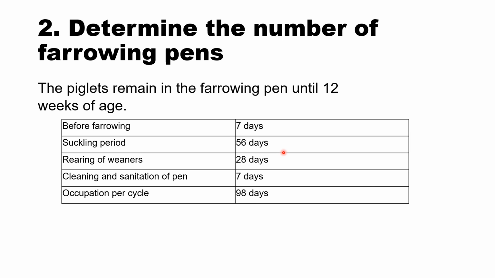So after na wala nang nag-o-occupy doon sa farrowing pen, maglalaan ka ng 7 days for cleaning and sanitation. Then doon mo ulit ilalagay yung next na magfa-farrow. So yung days of occupation per cycle is nasa 98 days. So yun yung mga dapat nating i-compute or i-determine sa step number 2.